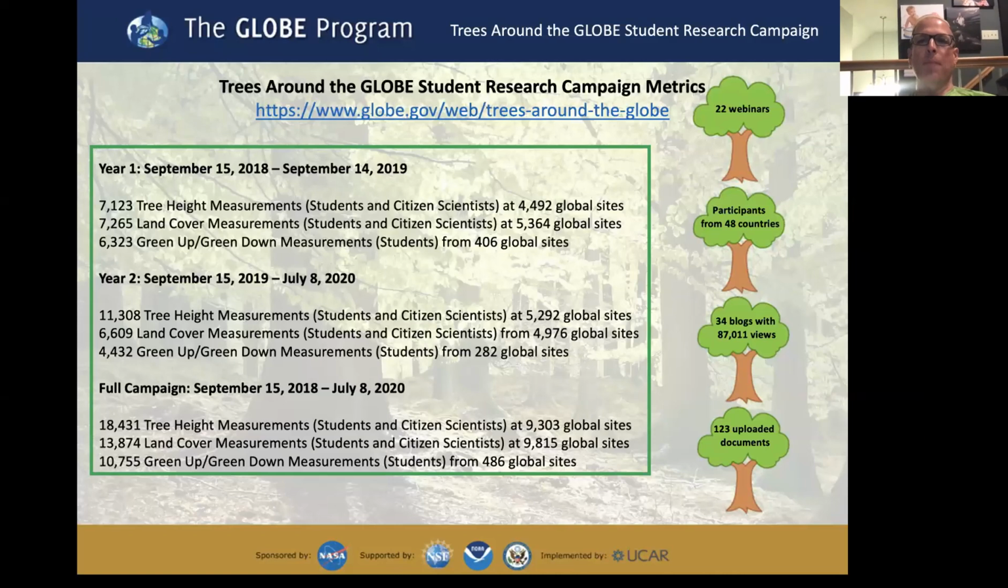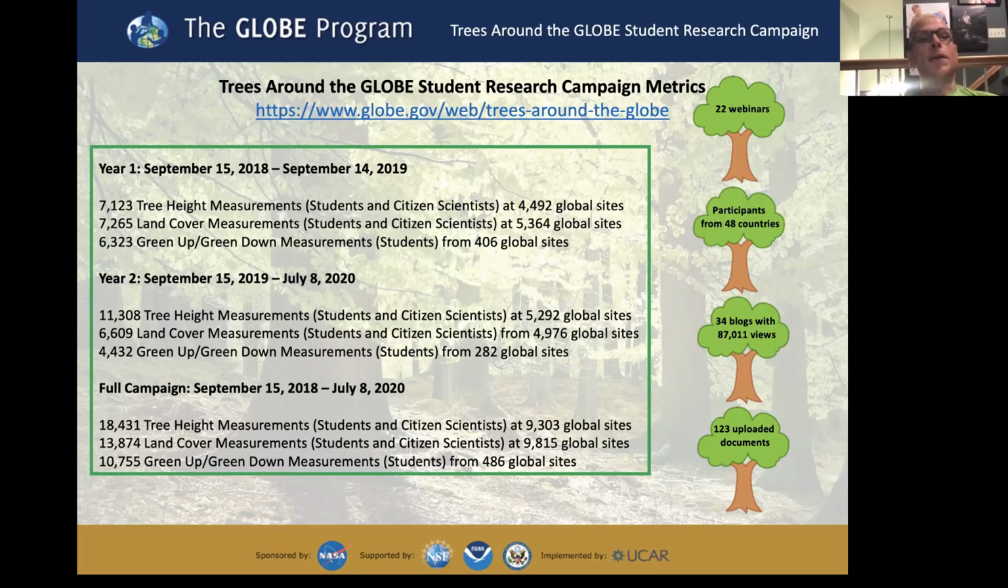So a couple of campaign student research campaign metrics. I'm just going to go to the bottom here. The full campaign, since we started September 15th, we have over 18,000 tree height measurements from 9,303 global sites. We have over 13,000, almost 14,000 land cover measurements. There's been a huge uptick in those measurements over the last couple of months through some of the awesome work that Peter Nelson has been doing, and he may want to mention this later on when he gives the technology part of the webinar presentation. He's been working with a lot of folks with something called the SEAS program.